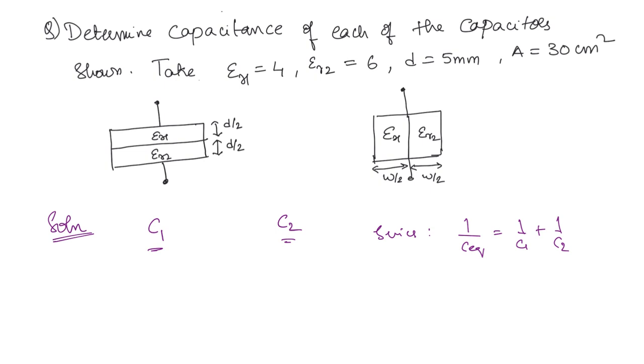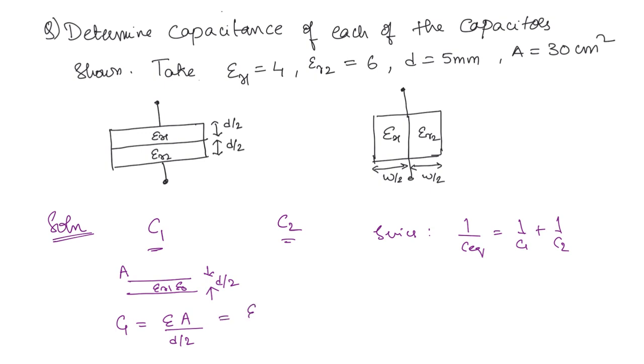Okay, so if you consider this epsilon R1 as C1, here the dielectric is epsilon R1 into epsilon naught. And the area we know is A. The area of the plate is given as 30 centimeter square. And what about the space between them? It is given as D by 2. So C1 is equal to epsilon A by D by 2. Okay, the distance is D by 2.